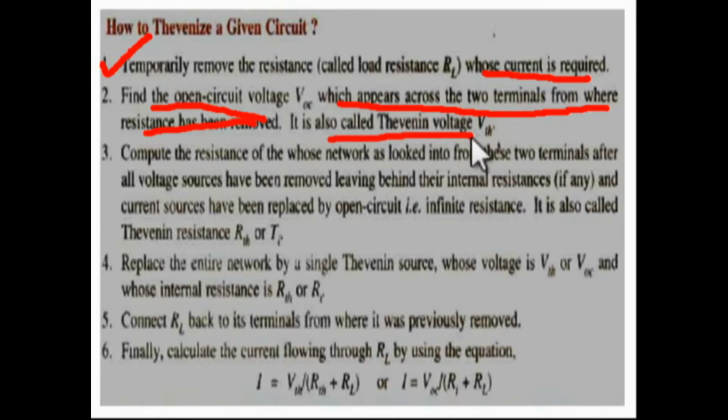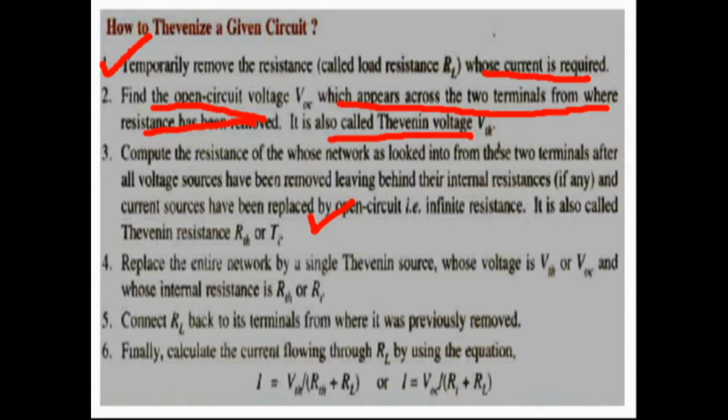So guys, in the second step you have to find VTH or VOC, which is also called the open circuit terminal voltage. It is also called open circuit voltage. And the third step: compute the resistance of the whole network as looked into from these two terminals after all voltage sources have been removed, and it is called Thevenin's resistance. Now guys, you have to find RTH, Thevenin's resistance.